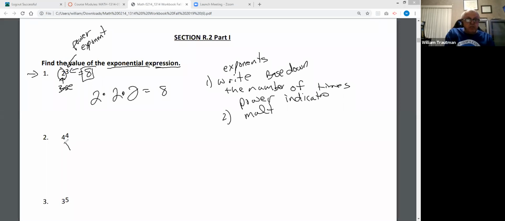Here's another one. 4 is the base. Write the base down this many times, 4 times, and then multiply it. 4 times 4 is 16. 16 times 4, oh no, it's 64. 64 times 4, I think, what is that, 128? So let's try these on our calculator. 2 to the third and 4 to the fourth.